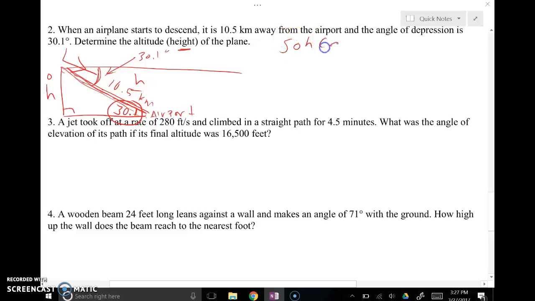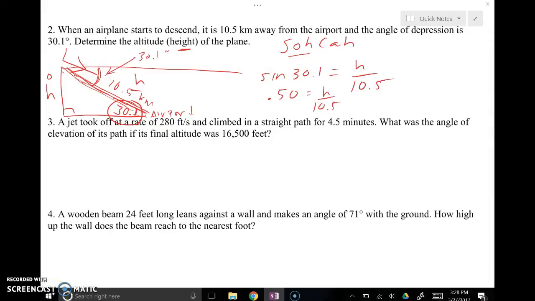So as part of my SOHCAHTOA, opposite and hypotenuse is sine. So the sine of the acute angle that I know, 30.1, is the opposite leg, which is h in this case, over the hypotenuse, 10.5. So again, I had to use the parts that I was given to pick my ratio, and then I set up my equation. Now you want to use your calculator. Make sure you're in degree mode in order to figure out what the sine of 30.1 is.